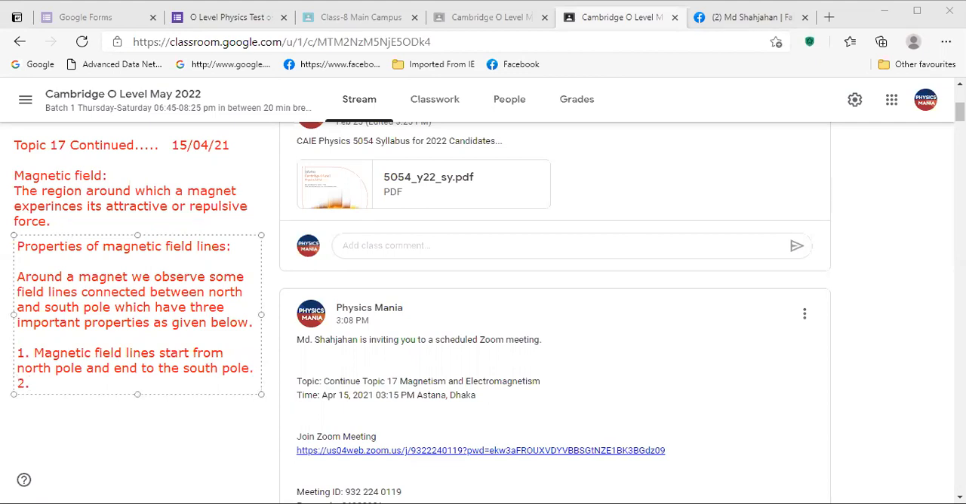Number two, magnetic field lines are closer at the poles, and that's why magnetic force is strongest at the poles.